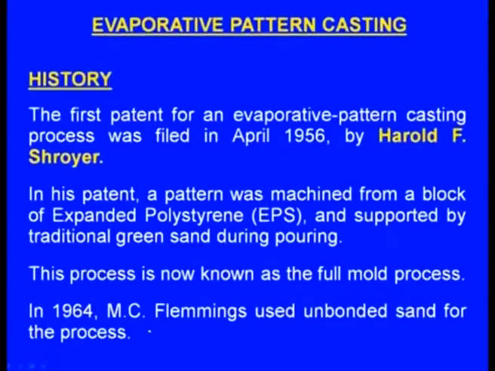And in 1964 M.C. Flemings used unbonded sand for this process. You see here, the first person, Harold Schroer, used traditional green sand for supporting the pattern, whereas in 1964 M.C. Flemings used unbonded clean and dry sand for supporting the pattern. So, that way the second step was different from the earlier process.